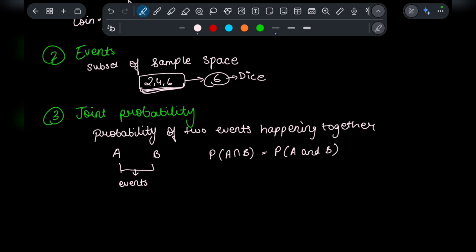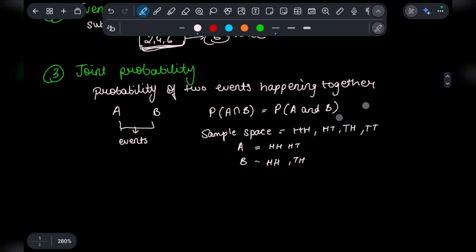For example, tossing two coins. Your sample space is what you can get on tossing two coins: either heads and heads, heads and tails, tails and heads, or tails and tails. For event A, the first coin is head, so you can get either head-head or head-tail. For event B, the second coin is also head, so either head-head or tail-head. What would be the joint probability of A and B?